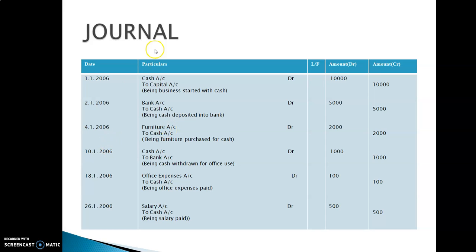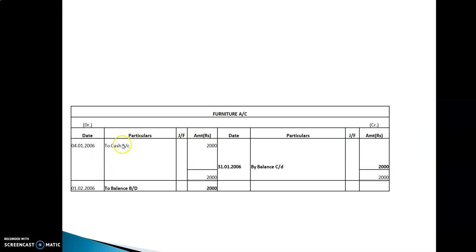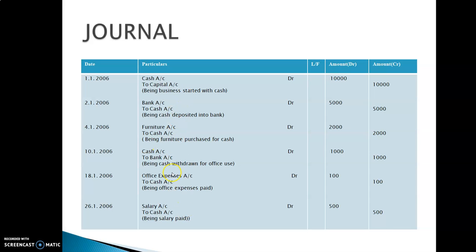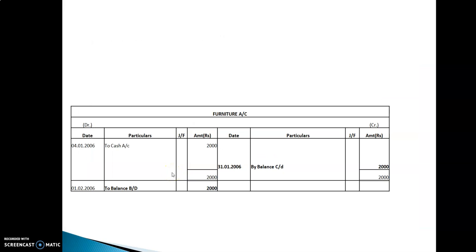So which account is left? Cash account. And in journal, cash is on credit. So in ledger, it will be on the debit side, to cash account. And nowhere else is furniture there. So we will record only this transaction. Now, same way, the amount we will write is 2000.